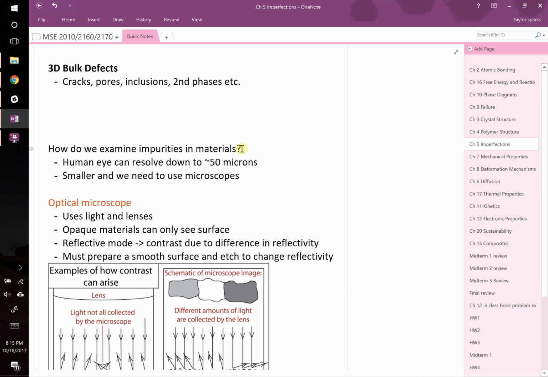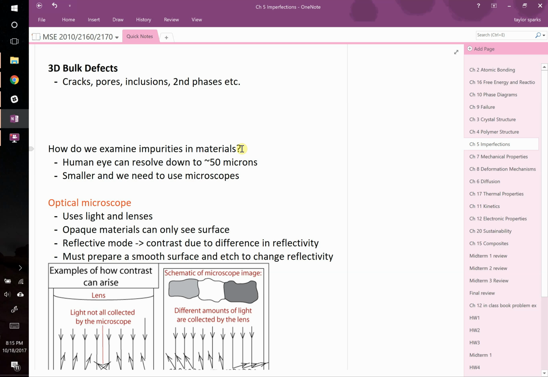So you can look at it with your eye, but your eye typically has a resolution around 50 microns. If you're young and your eyes work great, maybe you can see down to 10 microns. Just to give you some context, a human hair has a diameter around 10 or 20 microns, I think. So you can't see a lot smaller than that. And yet some of these defects are going to be far smaller than that, so we need a better way to look at them. So the first thing we could use is an optical microscope.